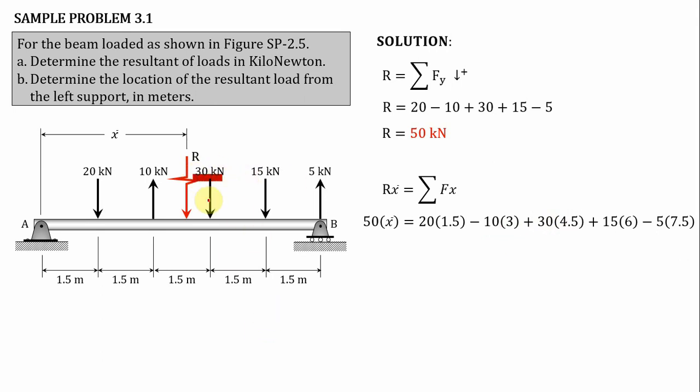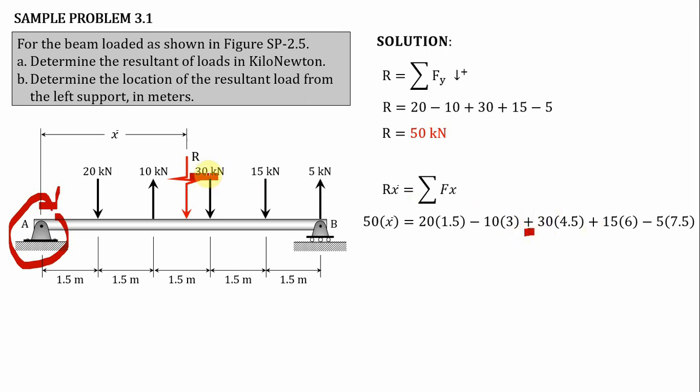So ito yung 30 kilonewton natin, class. And the 30 kilonewton will produce a clockwise moment at A. So therefore, positive yan, kasi nag-assume tayo na clockwise is positive. So that's why plus, force times distance.